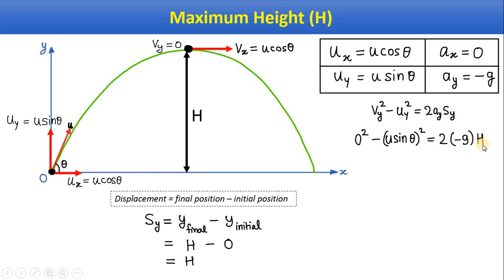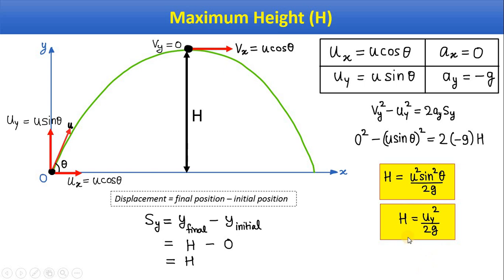So, substitute h here. Now, solve this. Minus minus cancel from both sides, and by simplifying, you will get h is equal to u square sine square theta by 2g. This formula should be remembered. Furthermore, you also notice that u sin theta is nothing but uy. So can we substitute uy here? Yes, we can write one more formula: maximum height is equal to uy square divided by 2g.